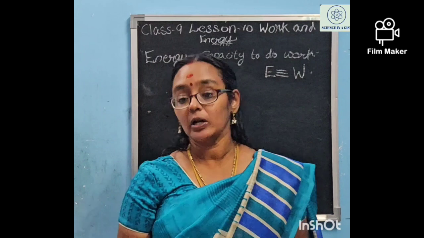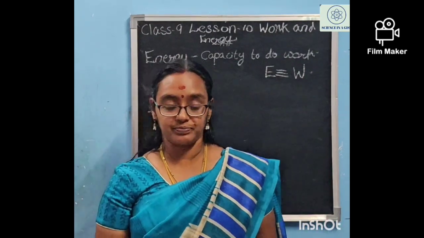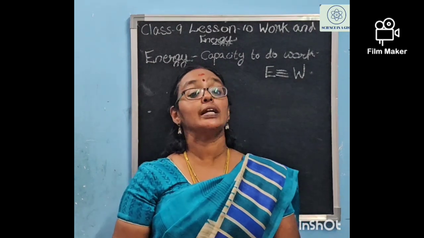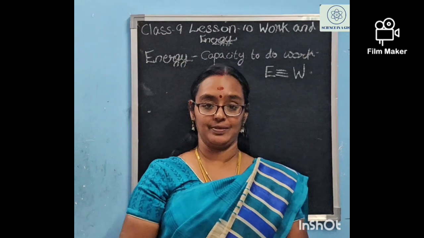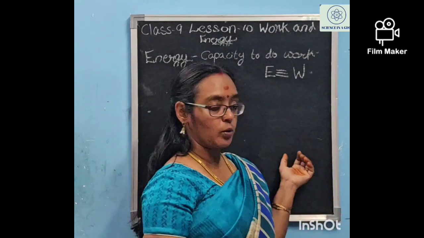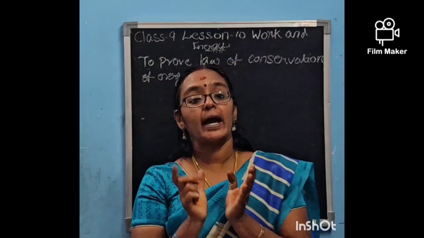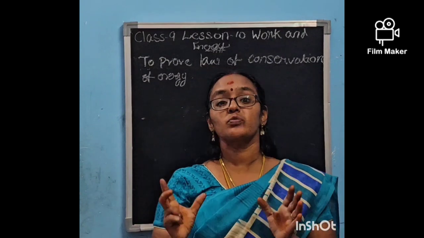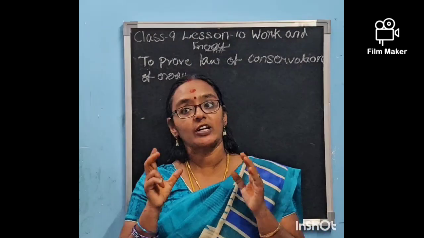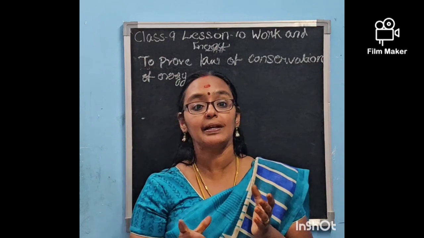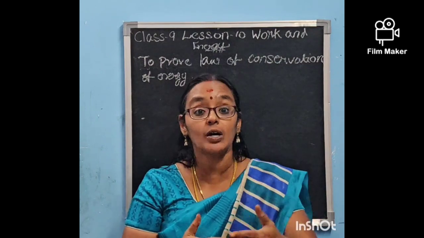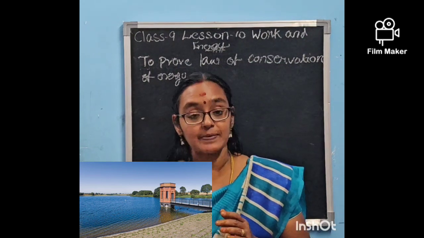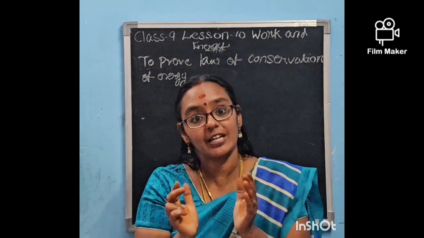Now we are looking at one thing, that is, how can you prove that the total energy of an object remains the same? So how can we prove it? Now we are going to prove it. We have discussed kinetic energy and potential energy. In what places can we see potential energy? The best example is the water which is reserved in dams. The water in dams has the maximum potential energy.